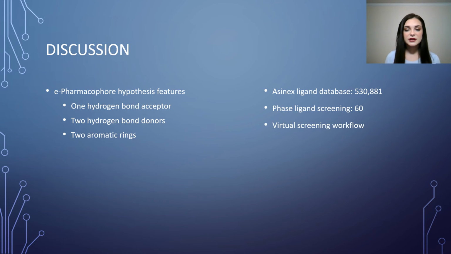After phase ligand screening, a virtual screening workflow was utilized to further reduce the number of compounds. High throughput virtual screening reduced the compounds from 60 to 56. Standard precision docking further reduced the compound number by 26. Extra precision docking resulted in 6 compounds.